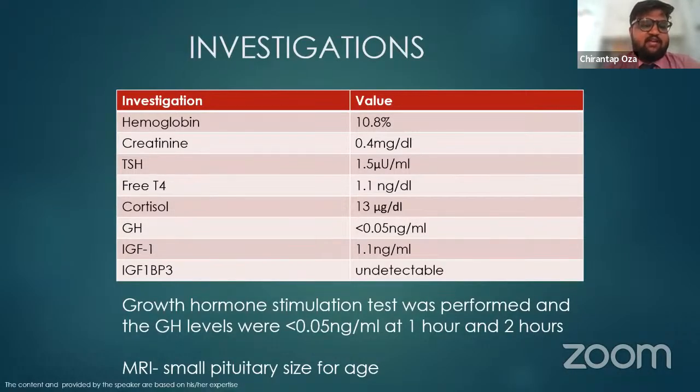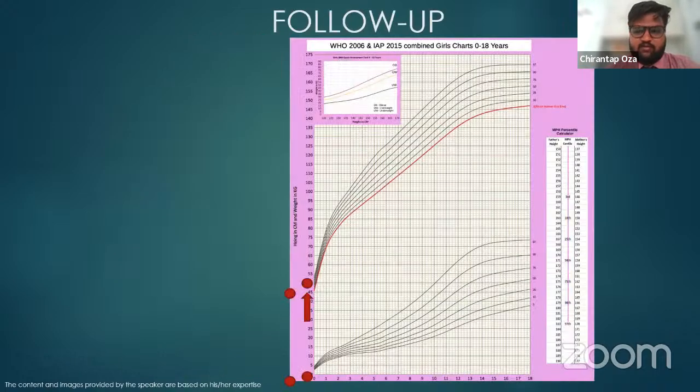Investigations were sent and it showed normal hemogram, creatinine, thyroid function test, cortisol level, but growth hormone stimulation test was performed and the levels were less than 0.05 nanogram per ml at baseline, 1 hour and 2 hour. IGF-1 level were also very low, 1.1 nanogram per ml, and IGF-1 binding protein 3 were undetectable. MRI was suggestive of small pituitary size for age with no other abnormality noted.